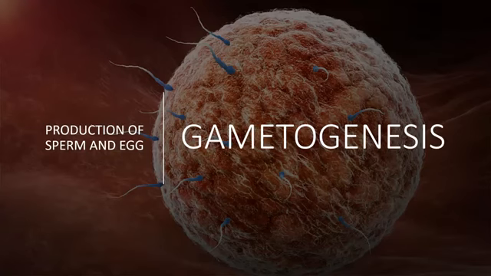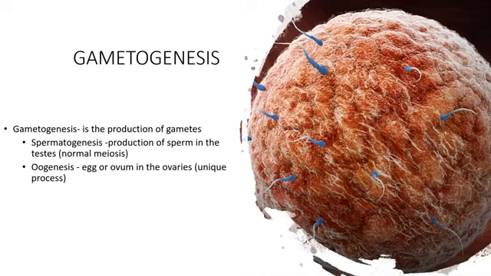Gametogenesis is the production of sperm and egg. Sperm and egg cells are called gametes. Production of sperm gametes occurs in the testes, in which normal meiosis happens. This is called spermatogenesis. Production of egg or ovum occurs in the ovaries, in which a unique meiosis happens. This is called oogenesis.